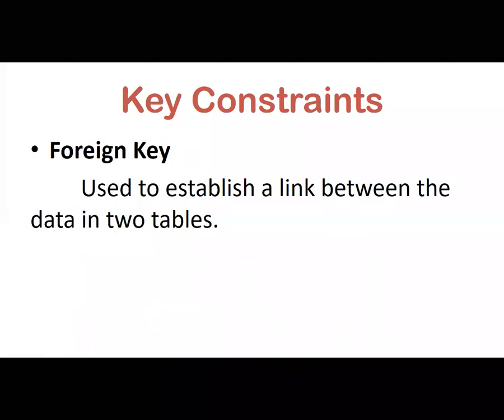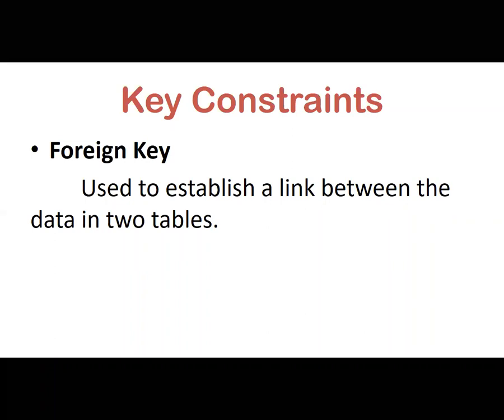Foreign key. Where do we need it? We want to relate tables. We have marks in one table and students in another table. From the marks, we can link to the student table and find out who has the highest mark by index number. It is used to establish a link between data in two tables, so we join them and find the answer.